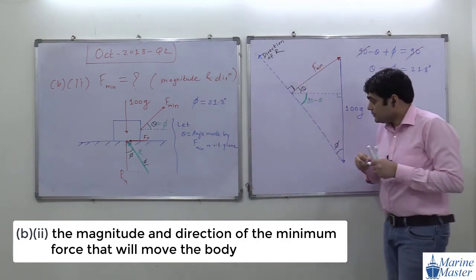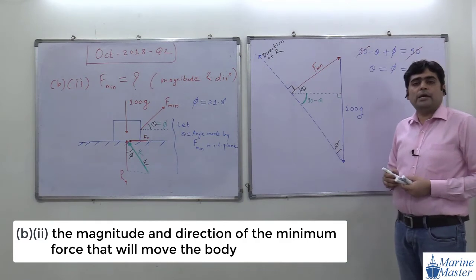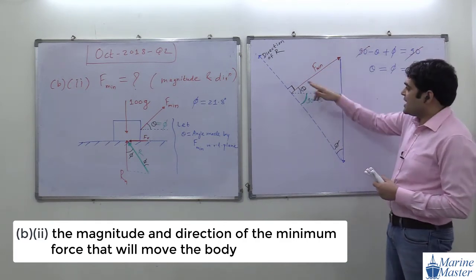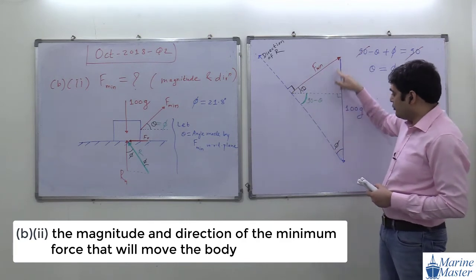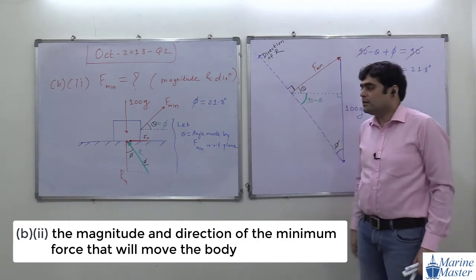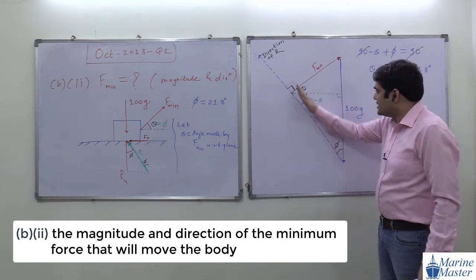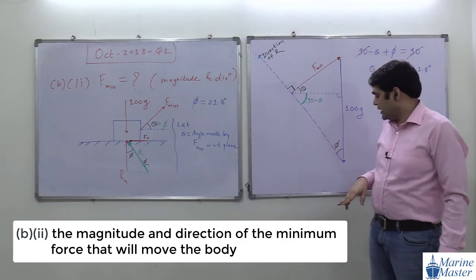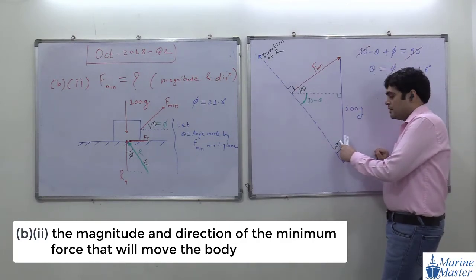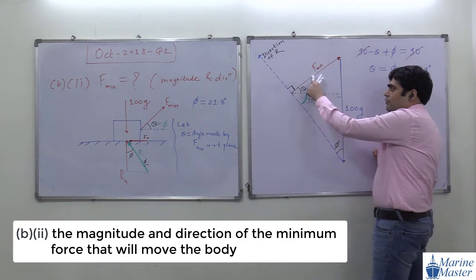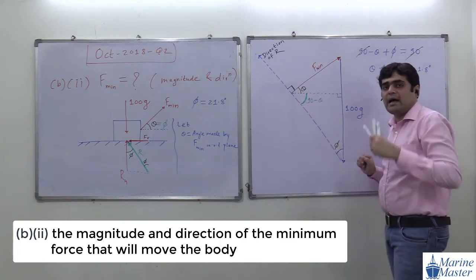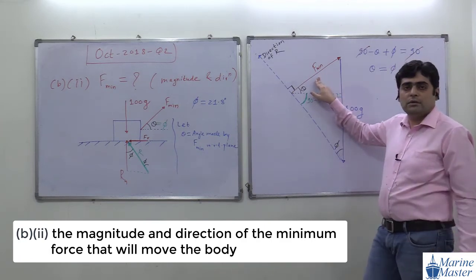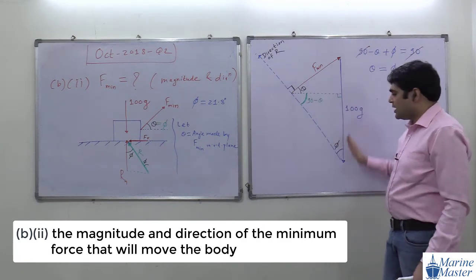Okay, good. Now we need to find out the magnitude. This triangle, this complete triangle, is what? A right angle triangle. Means you have F minimum and 100G, and they will form a right angle triangle. One angle here is 90 degree. This is our phi. Your F minimum is what? Adjacent, opposite or hypotenuse? With respect to phi, your F minimum is opposite.